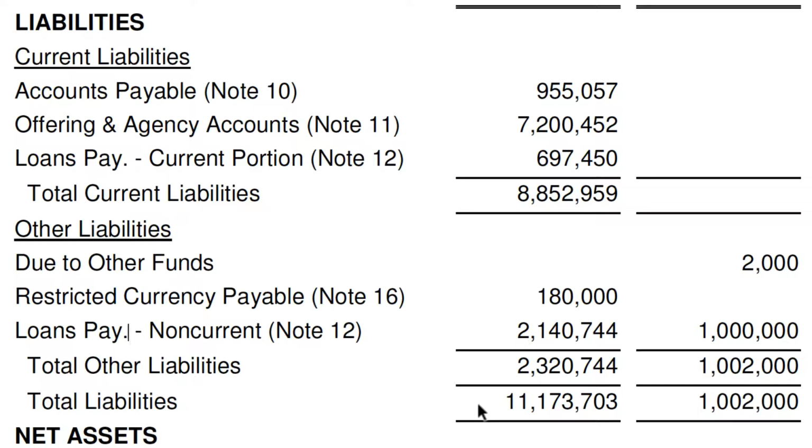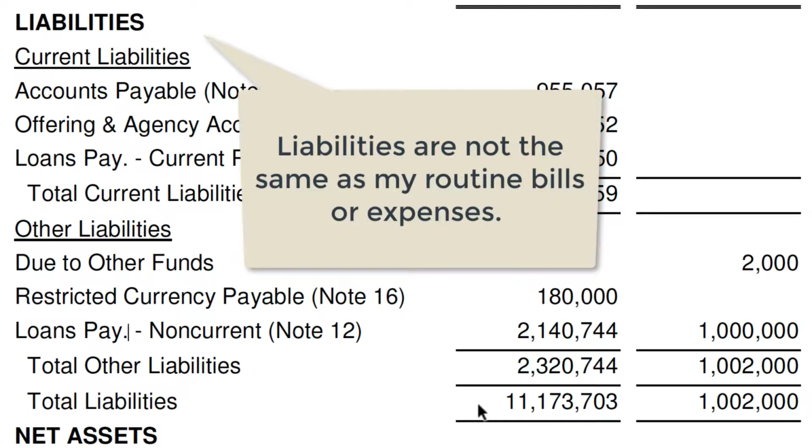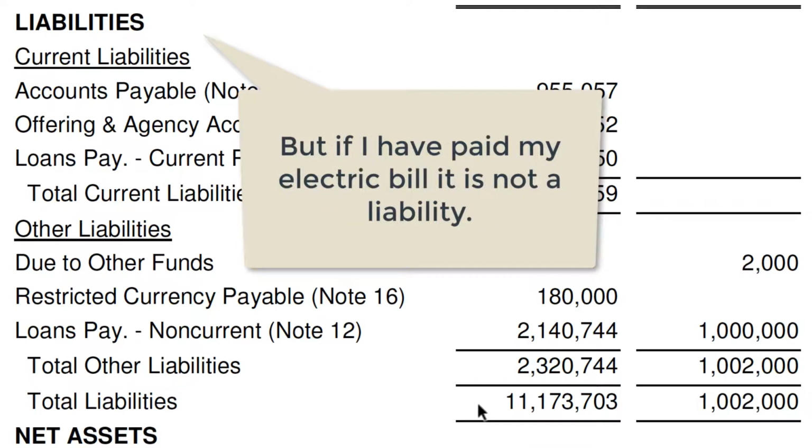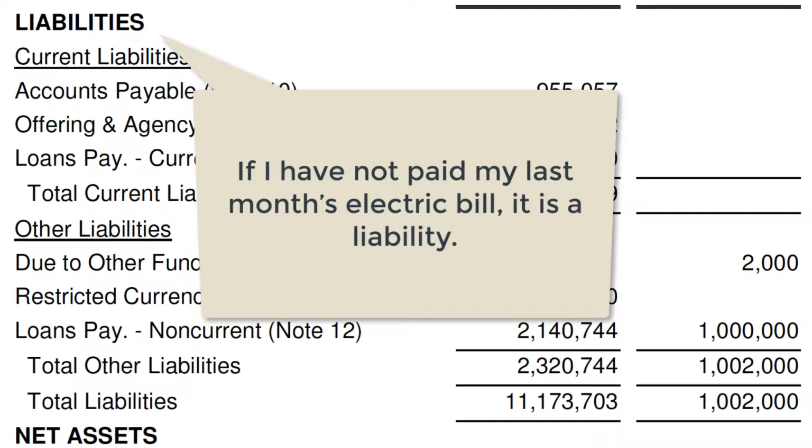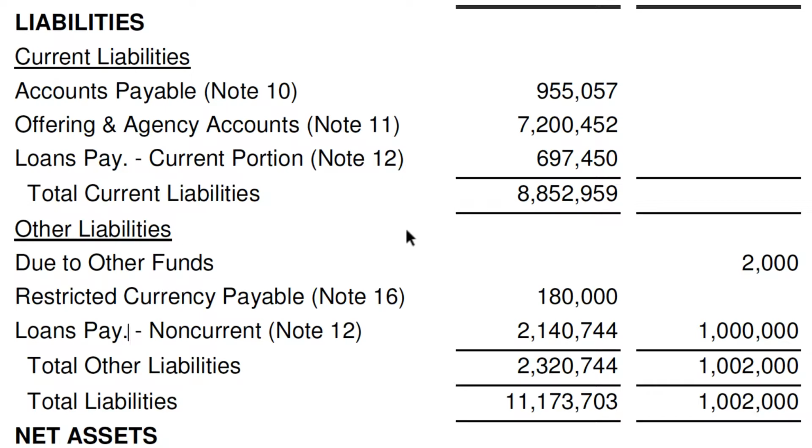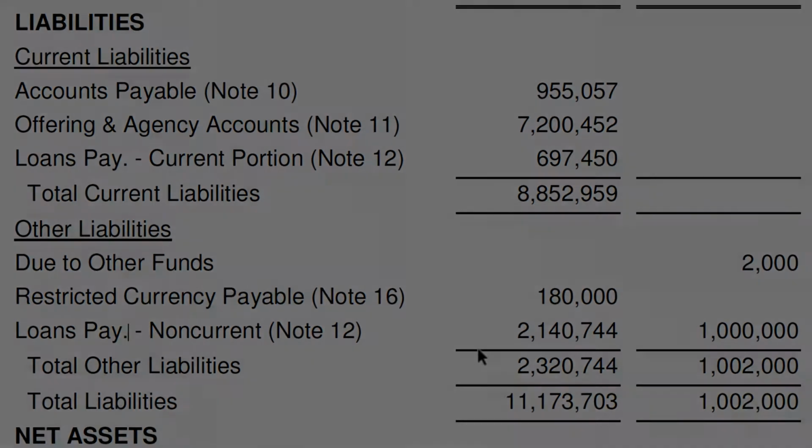One point is to make sure that we do not get confused. These are debts that we owe. These are not expenses such as my electric bill. If I've paid my electric bill, I do not have a liability. If I have not paid it, I have a liability. If I have borrowed money to buy a conference vehicle, I have a liability for what I owe the bank. But if I have to pay the insurance company every month, that monthly bill is also a liability after it is due if I haven't paid it. But if I have paid it, it is not a liability. Don't get liabilities confused with my monthly bills.